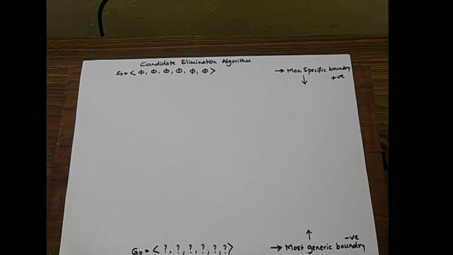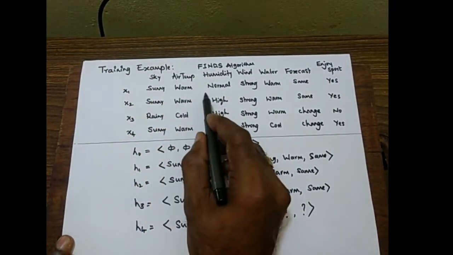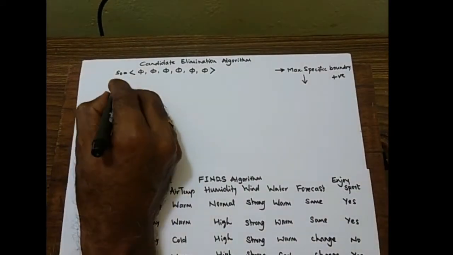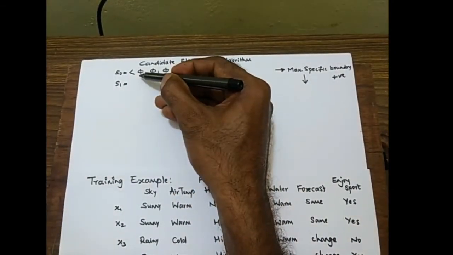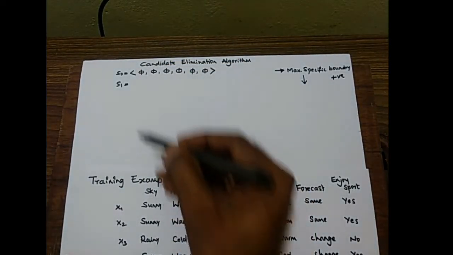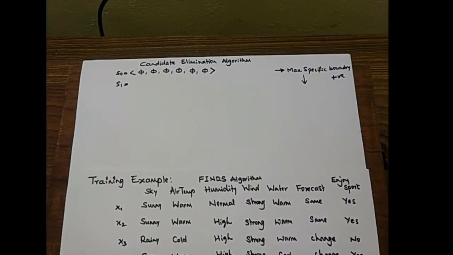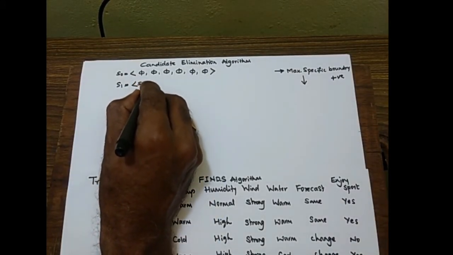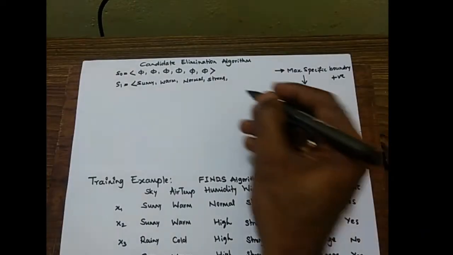Let us take the first training example, X1. In X1 we have got sunny, warm, normal, strong, warm, same. Hence, S1 will be written by comparing sunny with the null values, and if they are the same, then we write sunny only. If they are not the same, then we need to take the most general one. So S1 will be the same as what we wrote in the case of the Find-S algorithm: sunny, warm, normal, strong, warm and same.